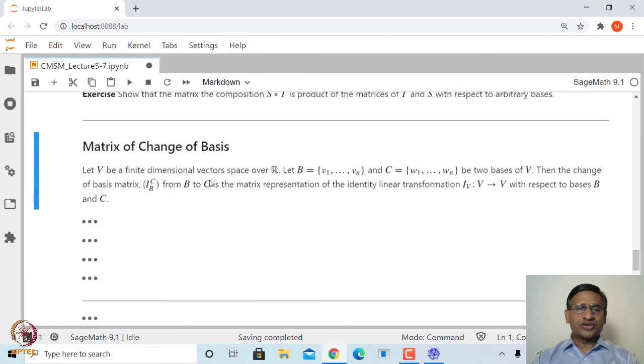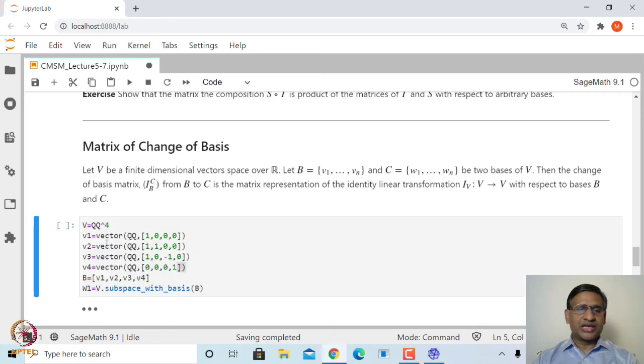However, this change of basis matrix can also be obtained as follows. You look at a linear transformation which is the identity linear transformation from V to V, and write the matrix of IV with respect to bases B and C. That matrix is nothing but the matrix of change of basis from B to C. So let us look at this.